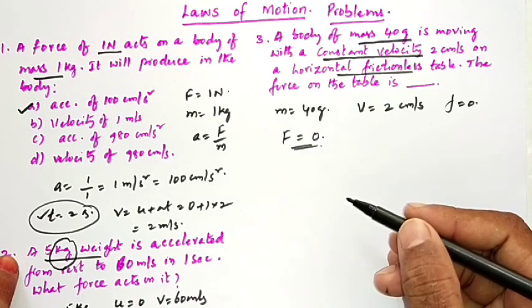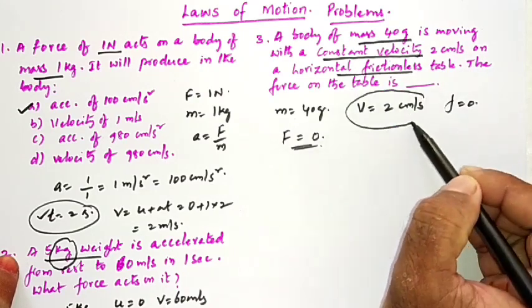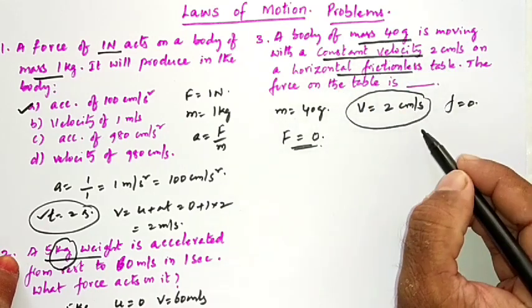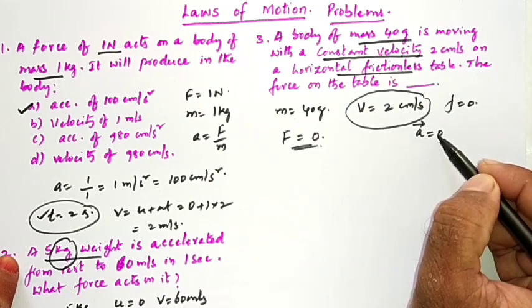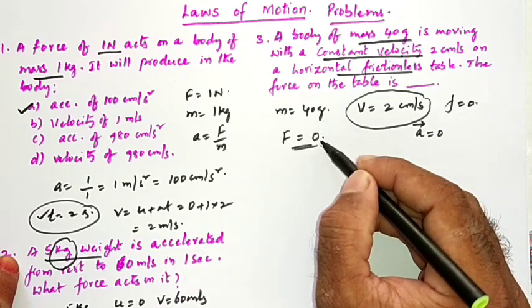Can you guess why? Exactly. It is moving with uniform speed. So it is given that constant velocity. When a body is moving with constant velocity, what is its acceleration? Acceleration is 0. Then how much is the force acting on the body? 0.